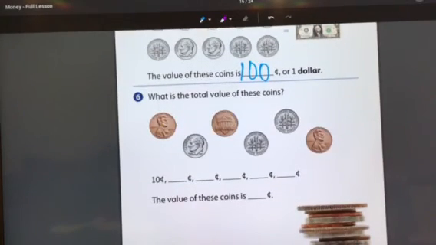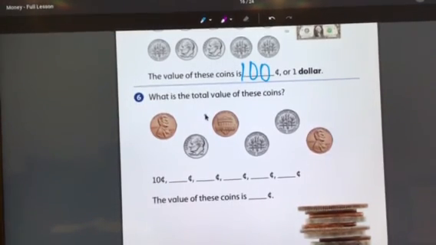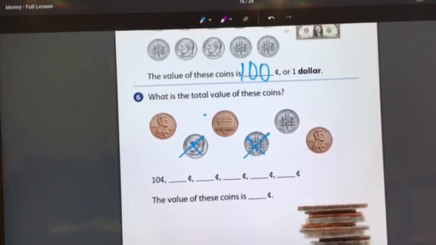Okay, let's do number 6. What is the total value of these coins? They have these very mixed up for you, so always remember to count the ones that are worth the most value first. Watch how I'm going to do this. I'm going to show you how to cross and count. So they already got started for you at 10, so I'm going to cross that out because that one's 10. I'm going to go to the one that's worth the next most value, which is another dime, which would be 20. So 10, 20, I'm going to cross it out, and I'm going to write 20.